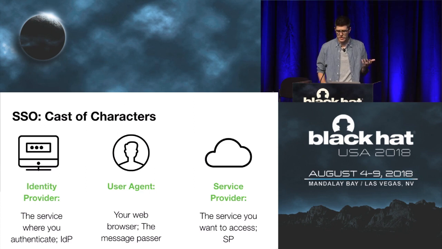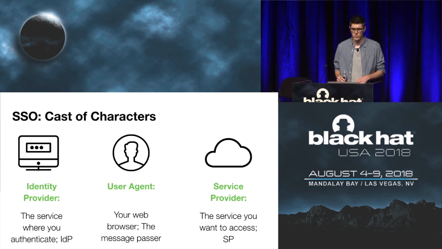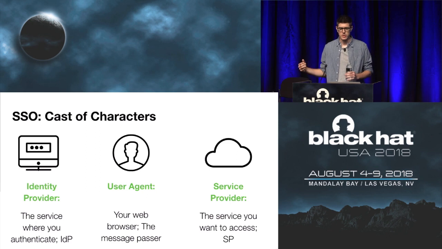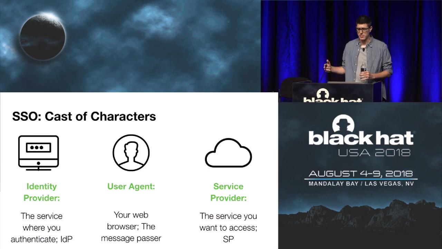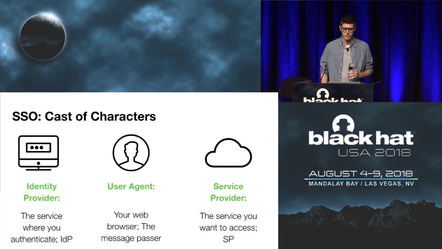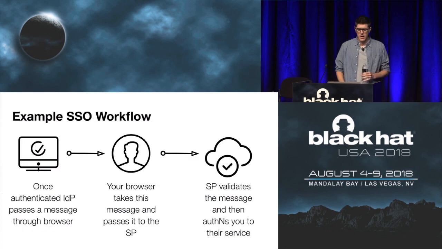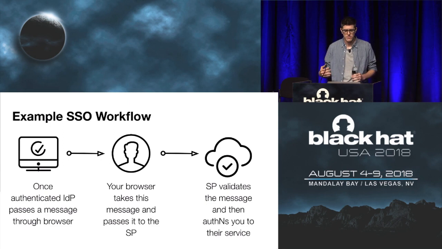The second character is the user agent, which is just a fancy term for a process acting on a user's behalf. And for this talk, it will always just be a web browser. And then finally, we have a service provider, which is often abbreviated SP. The SP is the service the user wants to access. So this could be a payroll web application or some sort of chat application.